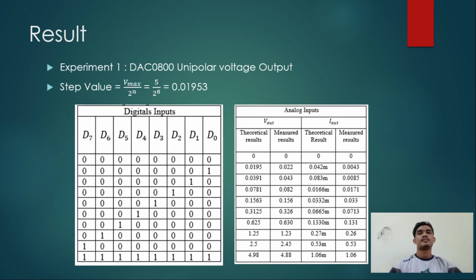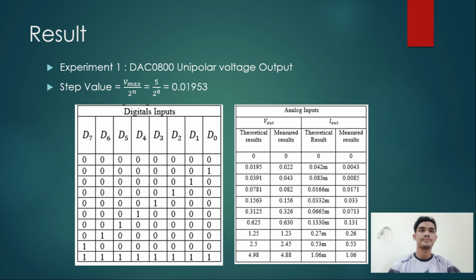This is the result that we obtained for experiment 1, which is the DAC 0800 unipolar voltage output. The digital input is given earlier in table 1. For the theoretical result, we obtain it by using the equation that I mentioned earlier to find V out. For this lab, to find V out, we use the equation V out is equal to I out times R3.